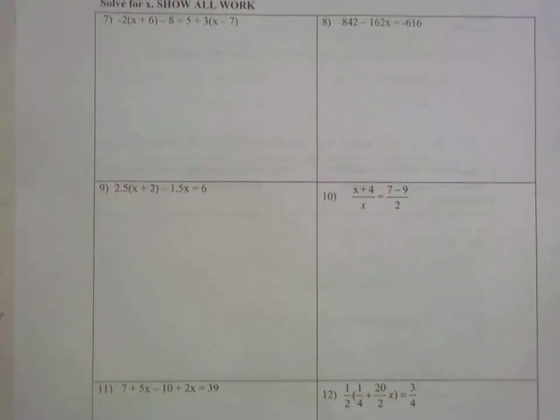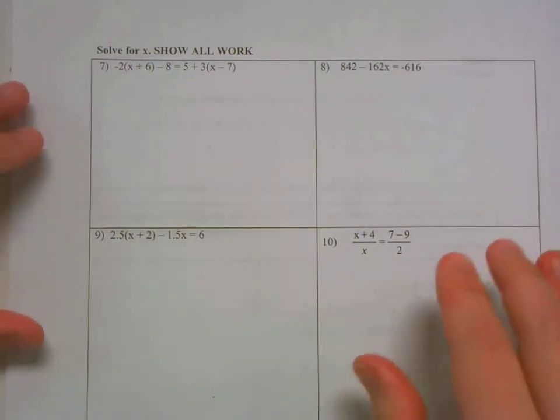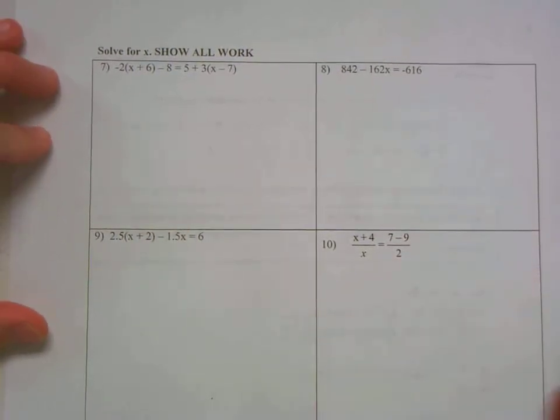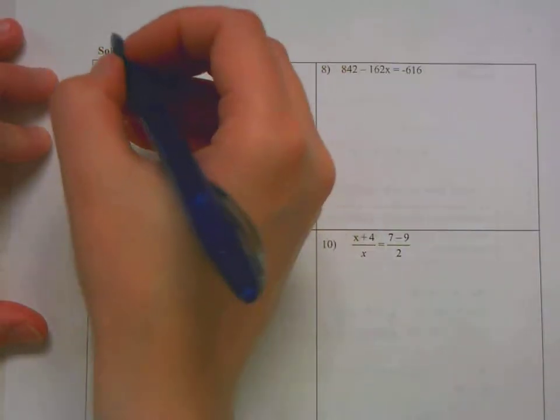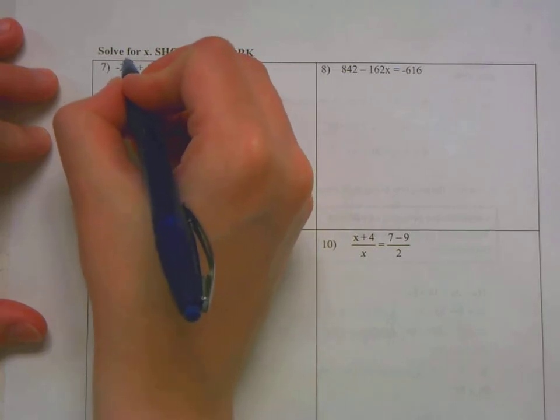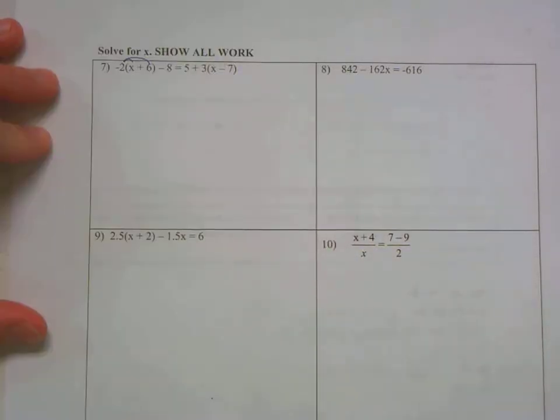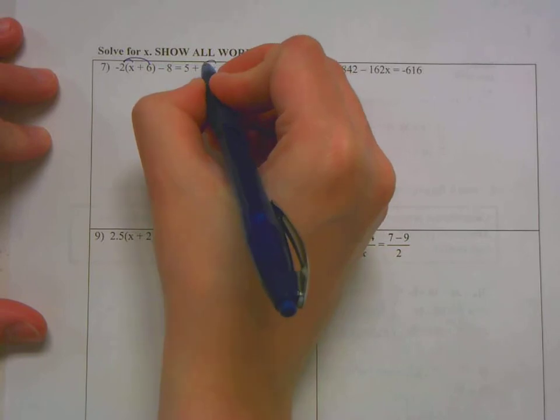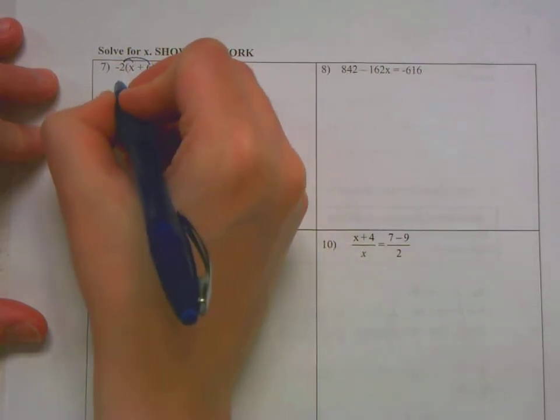On the back, we're going to solve some equations. And we're going to show all of our work. It is really important that we do not skip steps or try to do things in our head, because that's when we make mistakes. So number 7, we've got a couple spots where we're going to distribute. You want to take care of that first.